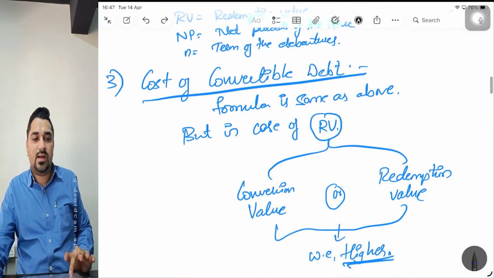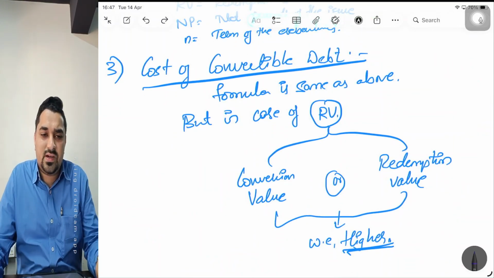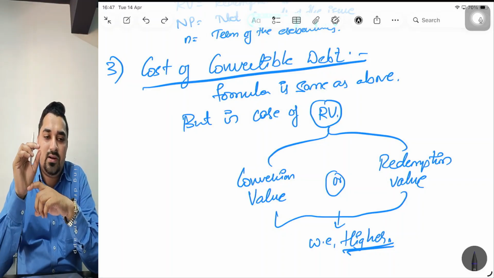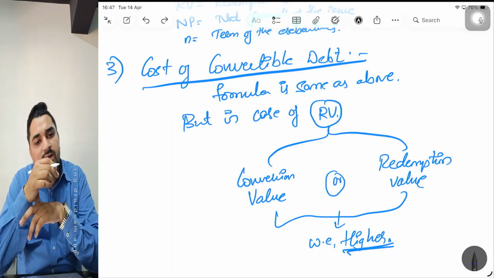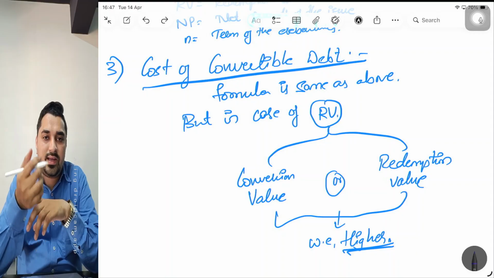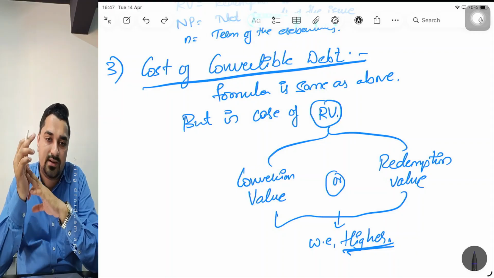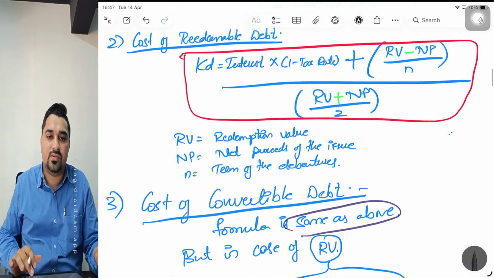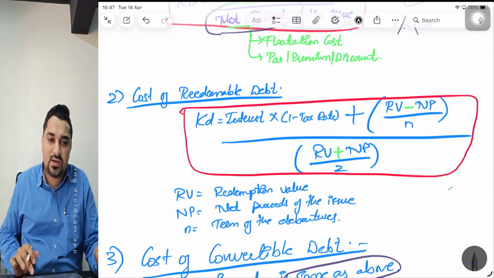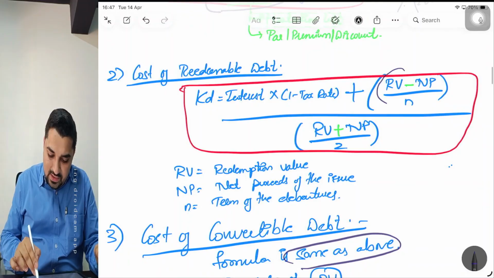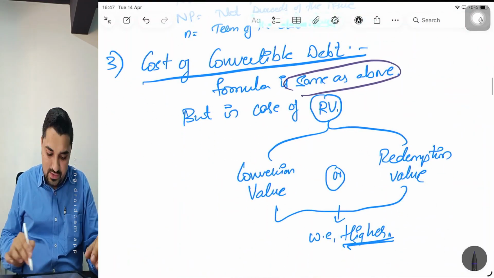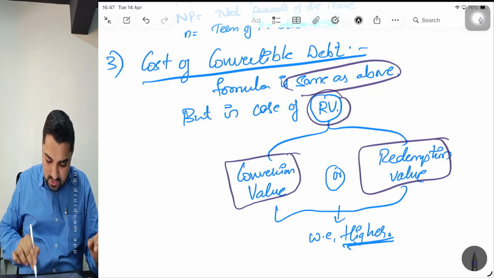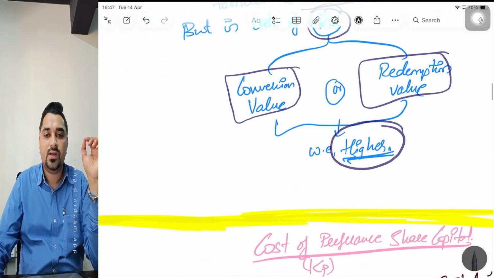Coming to the third formula, cost of convertible debt. What do you mean by convertible debt? As the name suggests, at the time of redemption, I'll not just pay him cash. Either I can pay him back in cash or I can issue my equity shares in return. So that is called convertible debt. What is the formula? Formula is the same as above. That means the redeemable formula only will apply. Only this RV value will change. The RV should be taken at either the conversion value or the redemption value, whichever is higher.